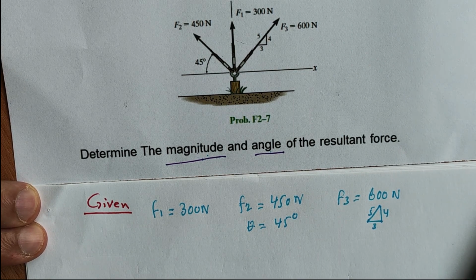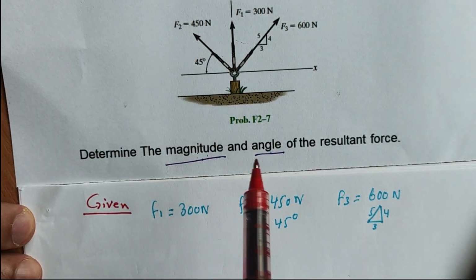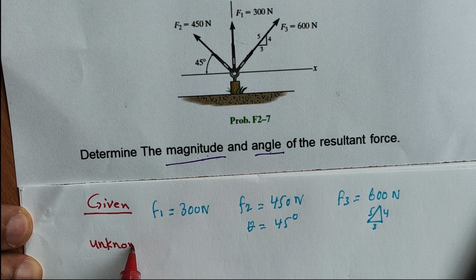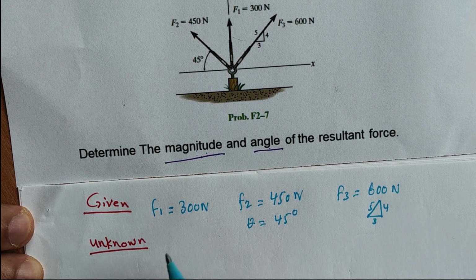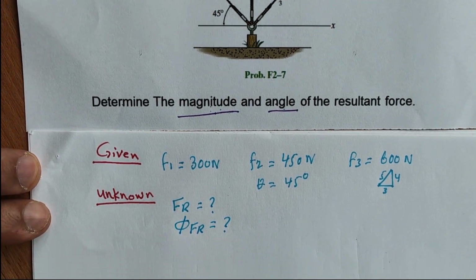So once you've written down all the information being given to you, start planning your questions, see what is unknown or what is needed. What is needed, we need to find out the resultant force, the magnitude of that resultant force. Also, we have to find out the direction of the resultant force.